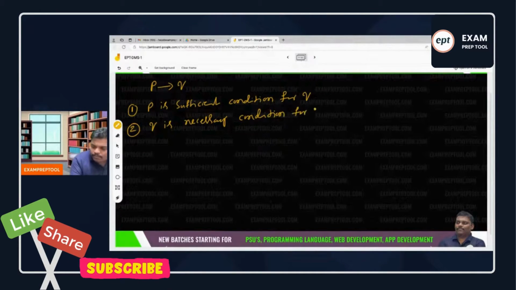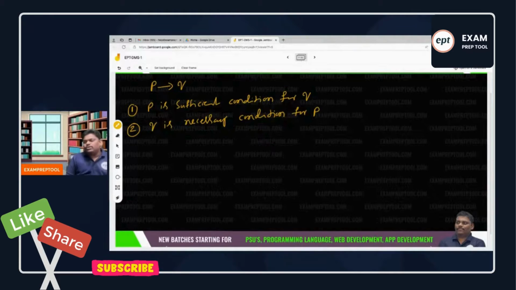For P, Q should be true if P is true. Am I right or not? Q should be true if P is true. For this, Q is the necessary condition. Suppose P is true and Q is not true. That is a serious issue. Again I'm asking, P true, Q not true, it is a serious issue. Q is a necessary condition for P, but P is the sufficient condition for Q.